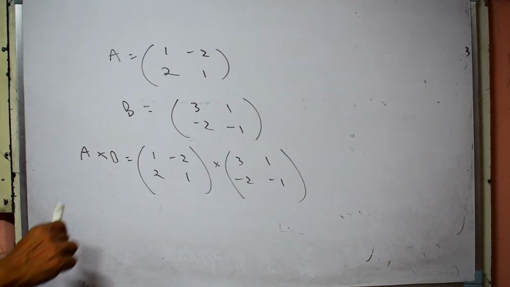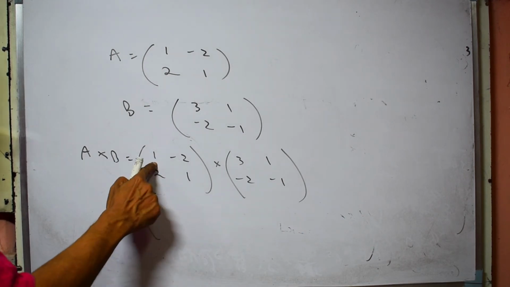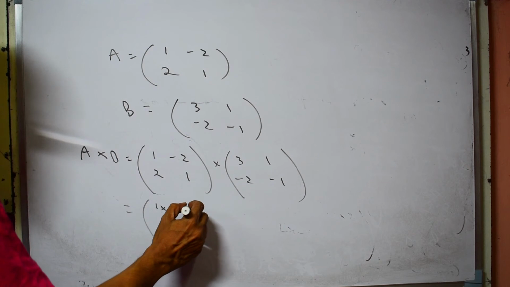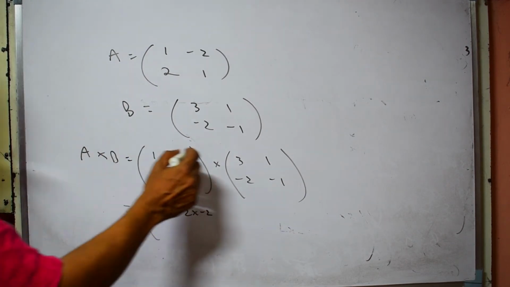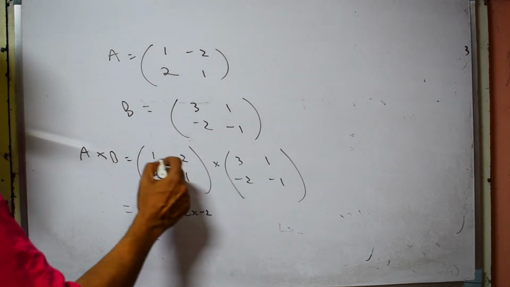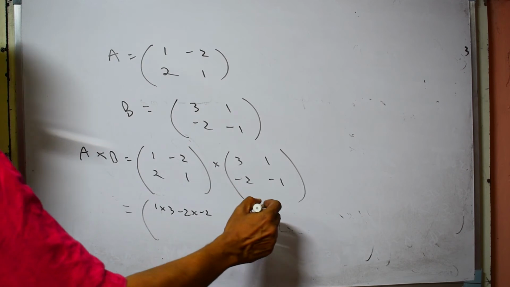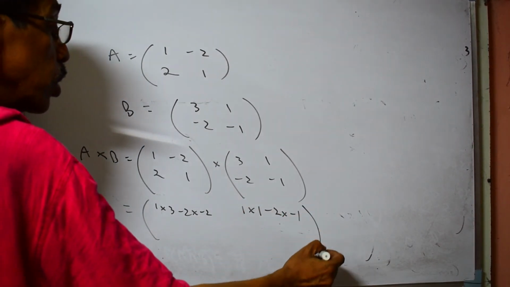Now if I look, the first row will be multiplied with the first column. That means 1 is multiplied with 3 and minus 2 is multiplied with minus 2. This is the first combination. First row, first column. Then the first row, second column. 1 is multiplied with 1. Then minus 2 is multiplied with minus 1. This is first row, second column.